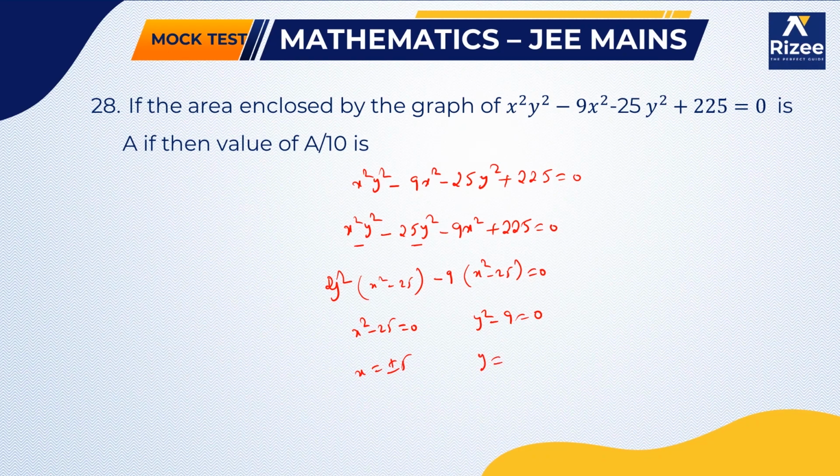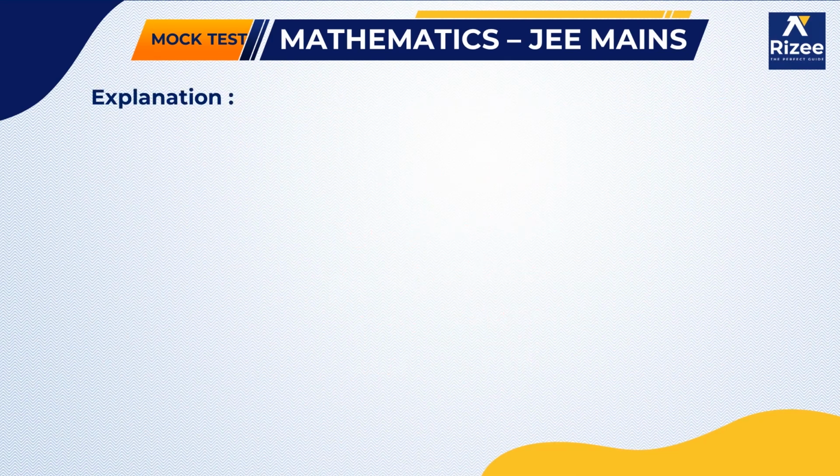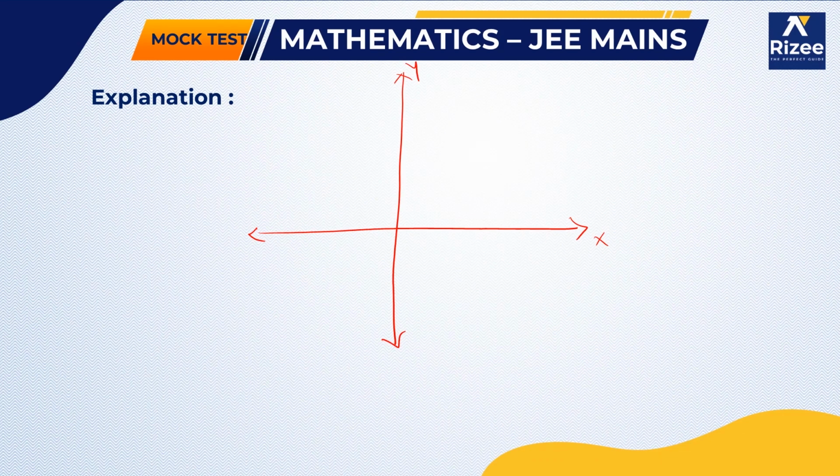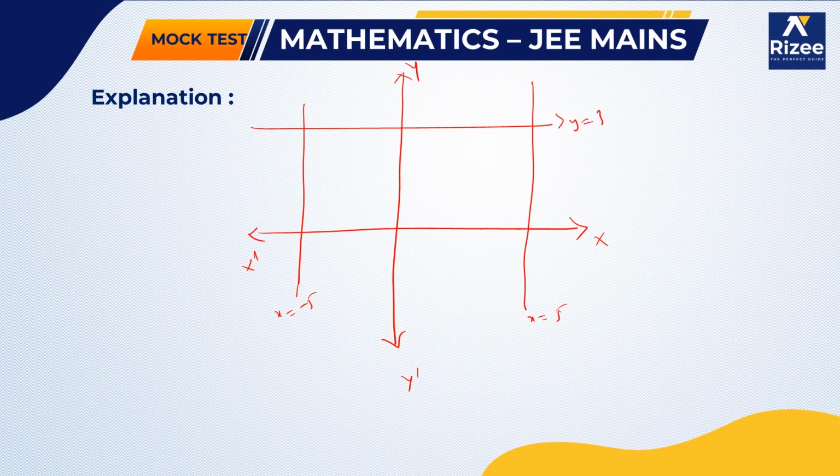So, positive x axis, positive y axis, negative x axis. First the line equation passing through x value 5, x is equal to 5. The next value x is equal to minus 5. Next y equal to 3, y equals to minus 3. What he is asking is the area enclosed between these curves like this. So this is 5, this is 5, this is 3, this is 3.